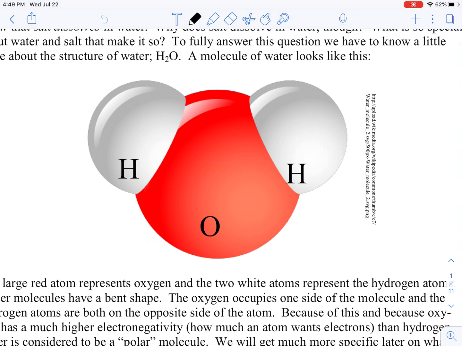Now, we'll get into all the polarity aspects of it next unit, but for right now, just note that water is an asymmetrical molecule that has one side of it that is more negative and one side of it that is more positive over here. So it's got a positive side on one side and a negative side on the other, so it kind of makes it into a tiny little magnet.